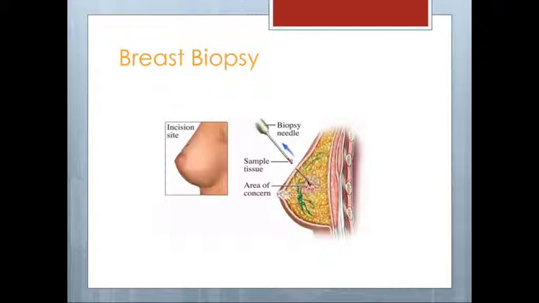It is important that when the patient arrives in the OR that you do not move or remove the wire that is sticking out of the breast. It is there for a specific purpose.